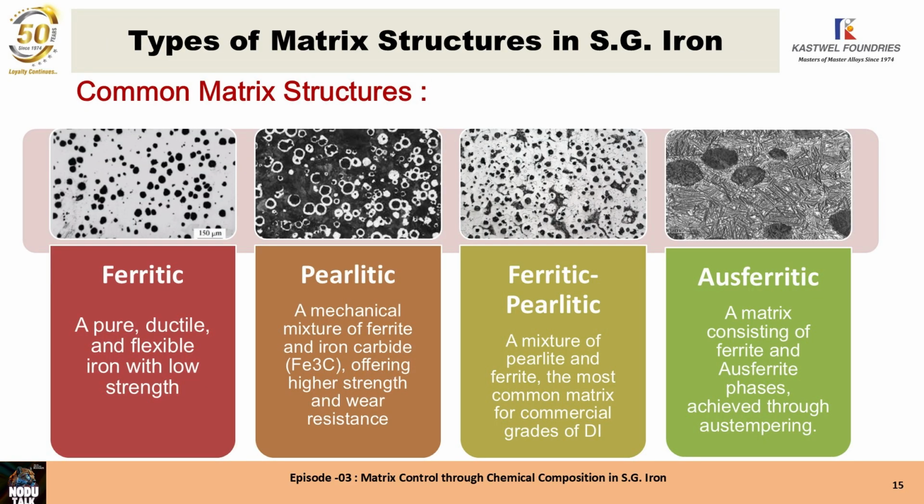These are the common matrix structures which we are familiar with. Ferritic is a pure, ductile, and flexible iron with low strength. Pearlitic is a mechanical mixture of ferrite and iron carbide, pearlite I told you, offering higher strength and wear resistance. Ferritic-pearlitic, a mixture of pearlite and ferrite, is the most common matrix for commercial grades of ductile iron. Ferritic-martensitic, the matrix consisting of ferrite and martensite phases, achieved through a tempering heat treatment process.